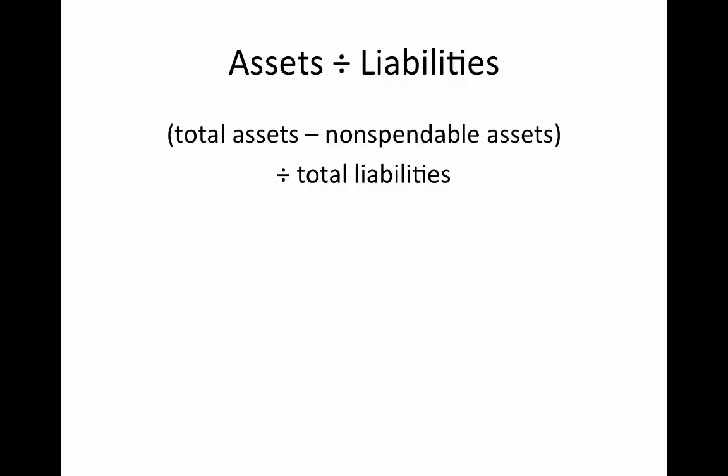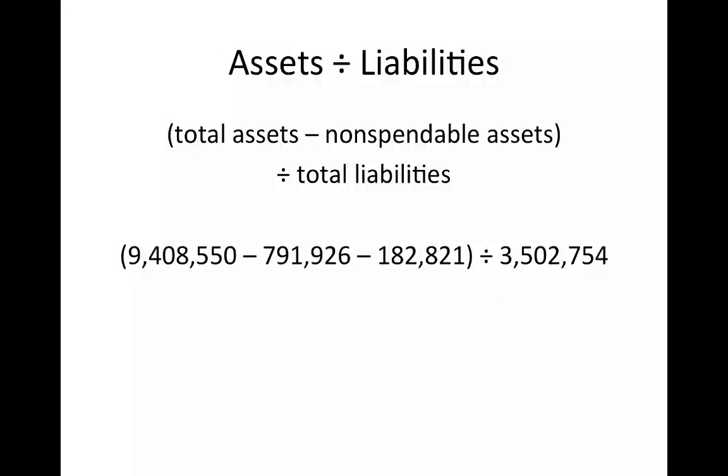And here, this is the issue that I just alluded to. You may want to make sure that you remove the non-spendable assets from the numerator to get a more accurate picture of what's going to be available. And what I simply did was take the numbers that were in fund balance for non-spendable and subtract those from total assets, and so you get a number that's a little bit lower, 2.4.